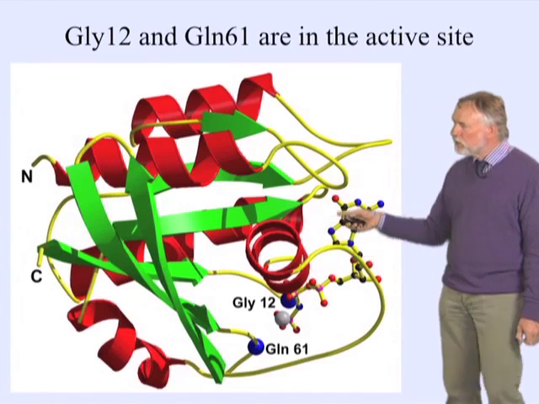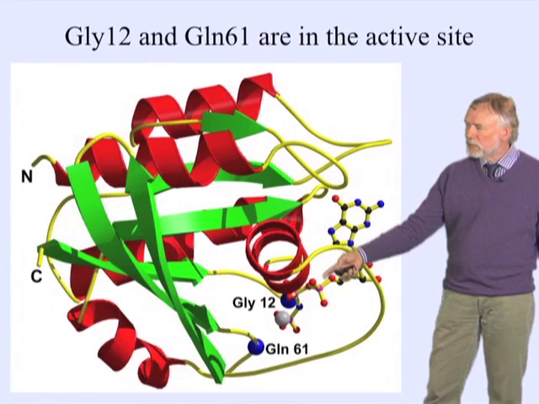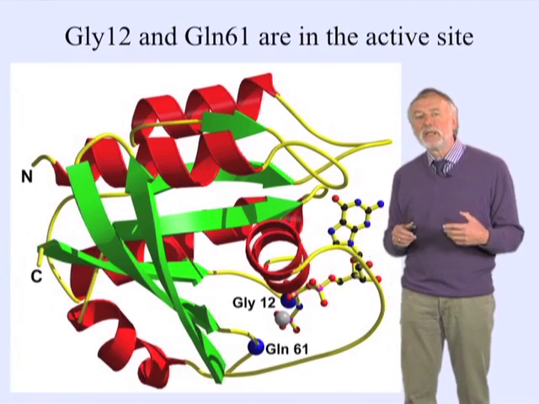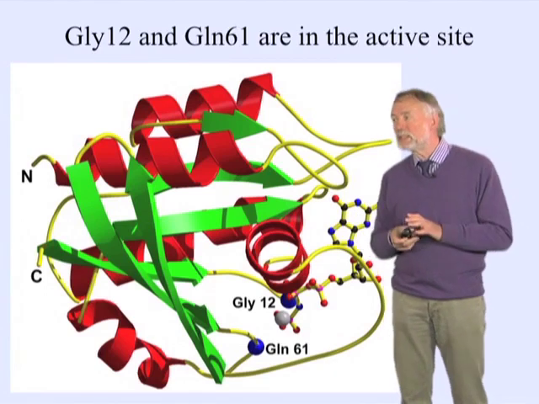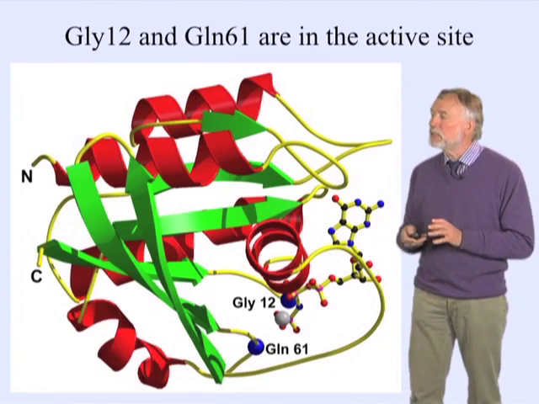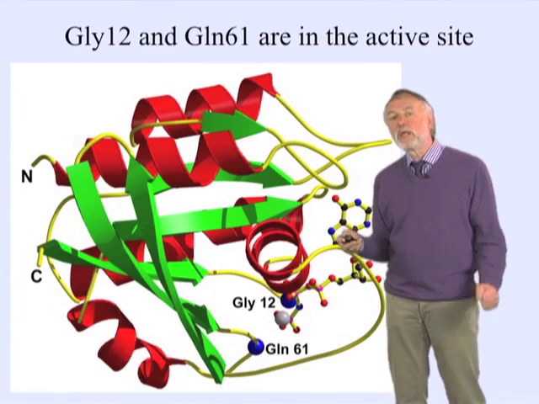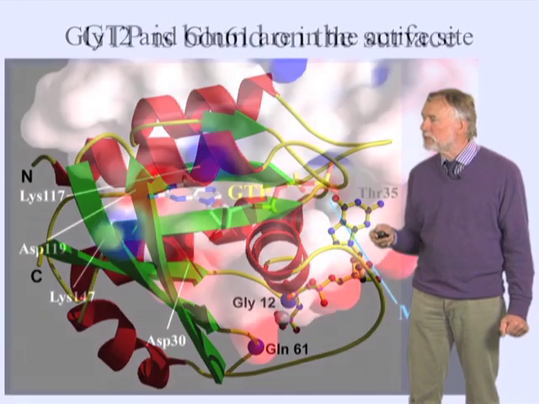So you see here the nucleotide, that is the gamma phosphate, and you see this is glutamine 61 and this is glycine 12, are very close to the active site. So obviously, as you would probably predict or thought before, they are somehow involved in the GTPase reaction. I will show you what they actually do and why the mutation leads to a block in GTP hydrolysis.